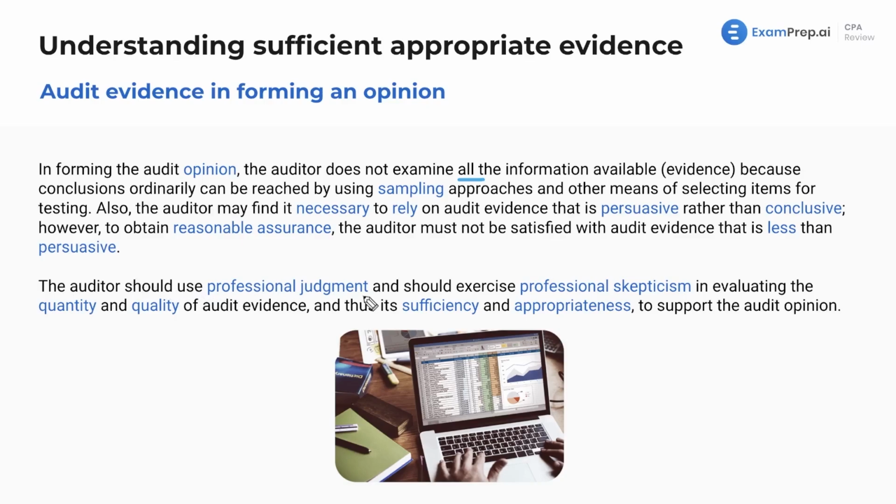The auditor should use professional judgment and should exercise professional skepticism in evaluating the quantity and quality of audit evidence and thus its sufficiency and appropriateness to support the opinion. We want to make sure that we question everything. We have that questioning mind through professional skepticism, and we are actually taking a step back and utilizing our expertise and our experience to make sure, is there anything strange about this document that we got, right? Is it weird that we received it from person A instead of person B? That's something that we want to consider there.